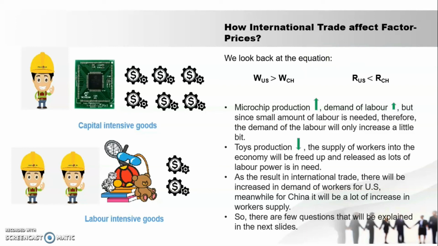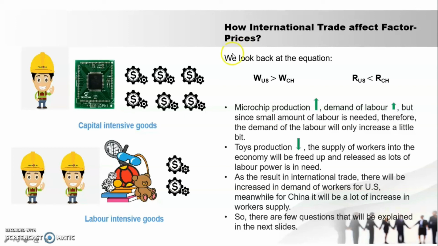On the other hand, the production of toys falls. It is going to free up and supply into the economy a lot of labor, because toy production used a lot of labor. As a result, there will be an increase in demand for workers in the US. Meanwhile, for China, there will be a lot of increase in worker supply.